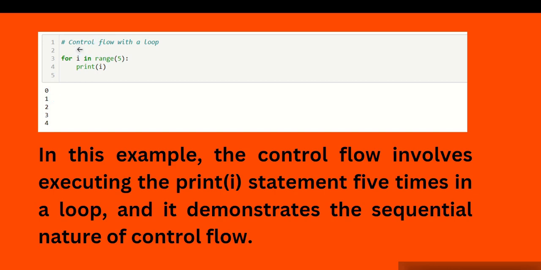In the iteration 3, i picks up value 2 from range of 5 and it prints 2. So in the same way, the loop gets executed 5 times. So hence, it demonstrates the sequential nature of the control flow. Hope it's clear.